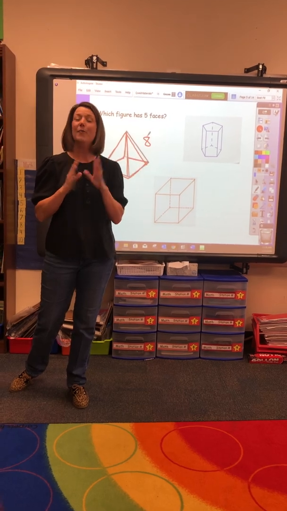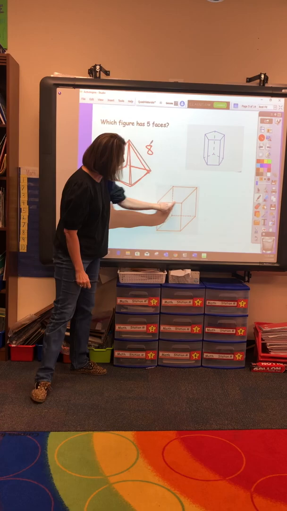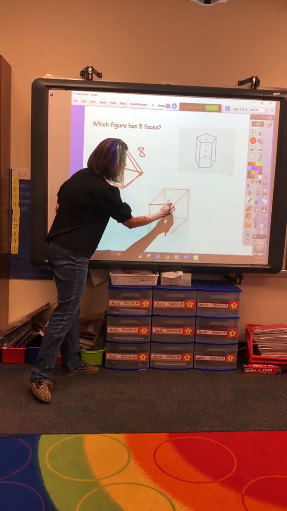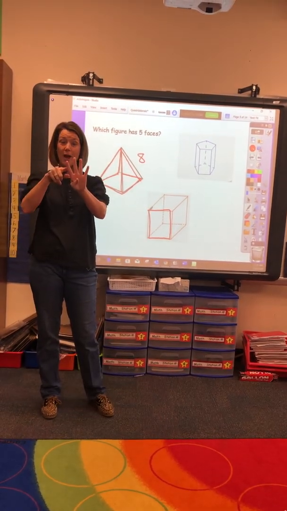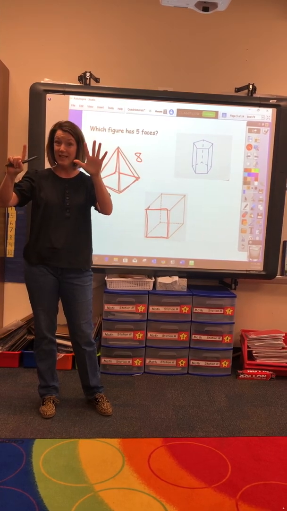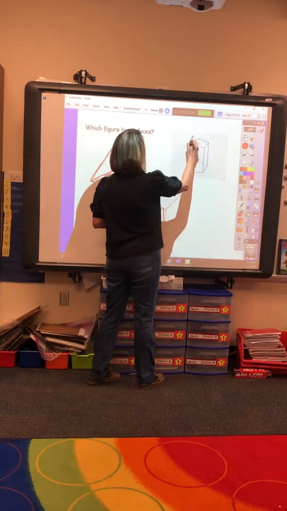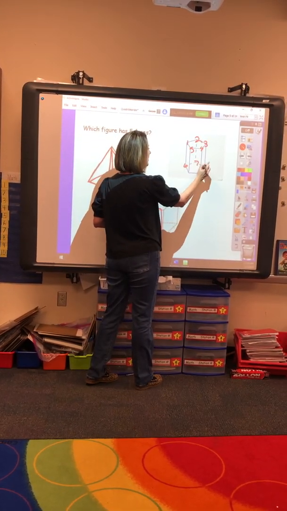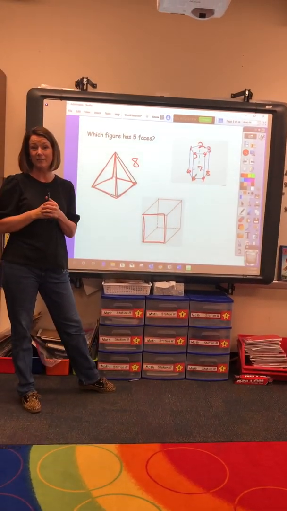So there's 8 edges. When we talk about faces, I tell them, you look at the end and you would count 1, 2, 3, 4. So that would be 4 sides going around plus a top and a bottom would be 6 faces. And then when we talk about the vertices, I make them number it. 1, 2, 3, 4, 5, 6, 7, 8, 9, 10. And then there's 10 vertices.